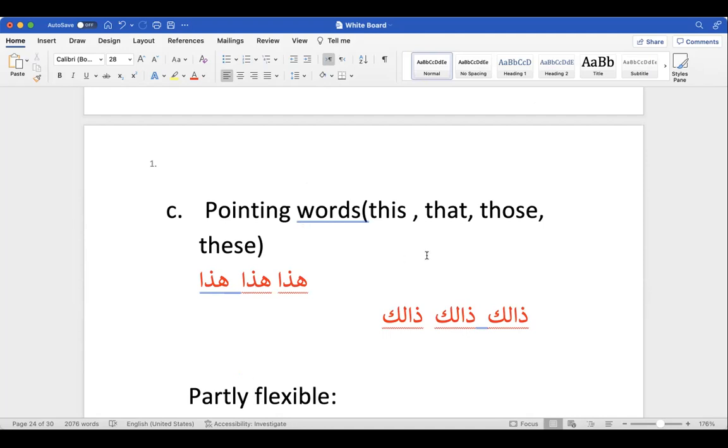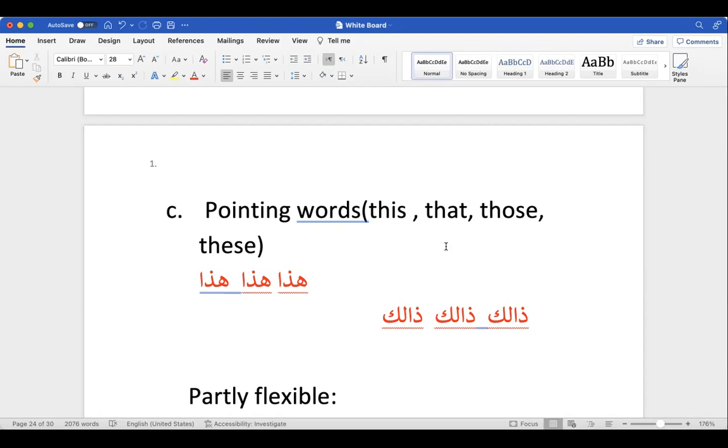Inshallah, we will be discussing more on it. So right now, what you have to remember is they are also non-flexible. They don't show any kind of harka ending sound. Haza can be marfu, haza can be mansub also, can be majroor. Likewise, zalika, ulaika. They don't change ending sound when they shift from one status to another status.